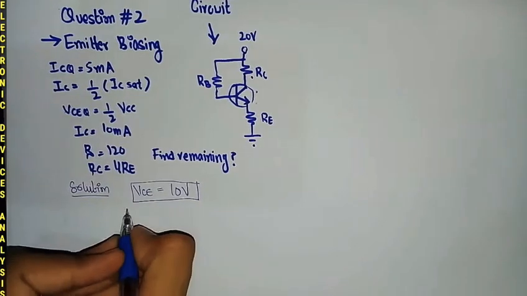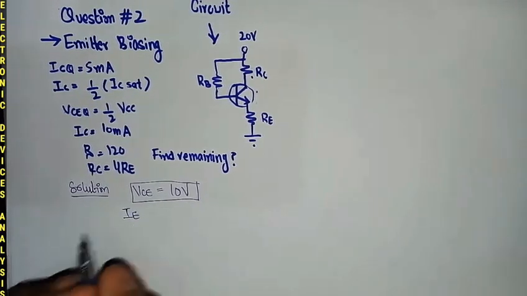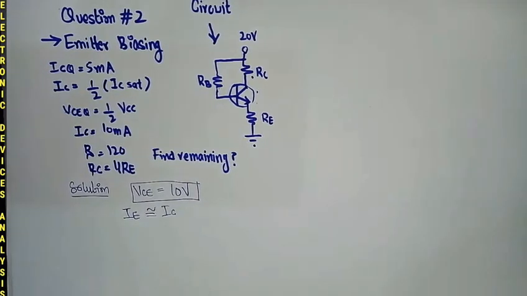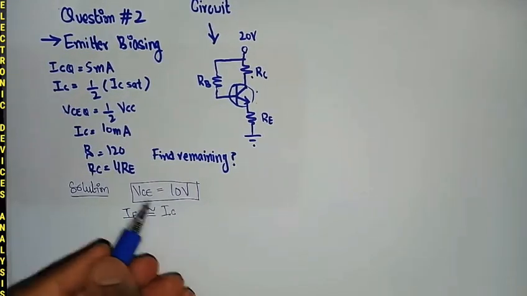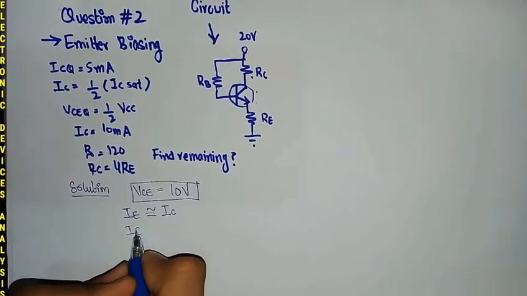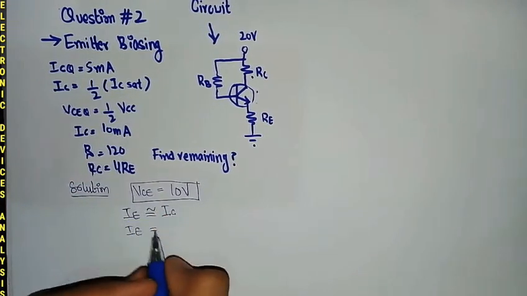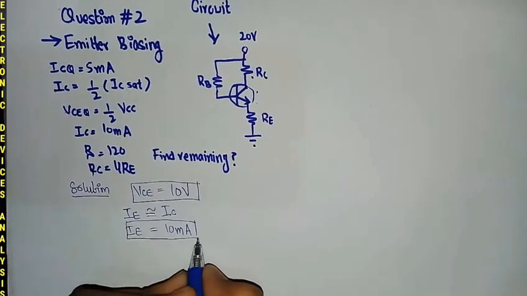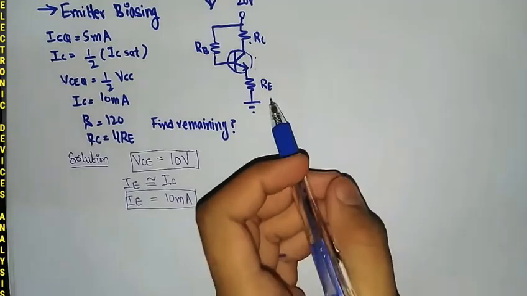Now we will find the value of emitter current, and you know that the emitter current value is approximately equal to the value of collector current, and the value of collector current IC will be equal to 10 milliamps. So therefore IE, the value of emitter current, will be equal to the collector current of 10 milliamps. From here we will find the value of RE.